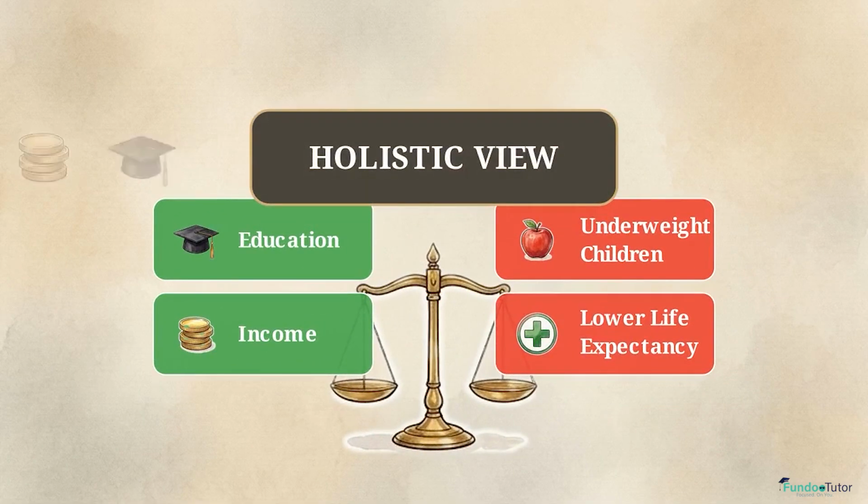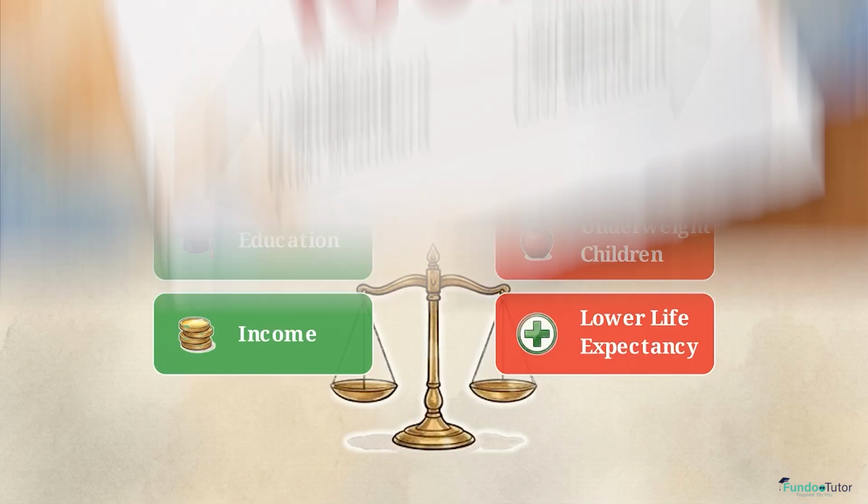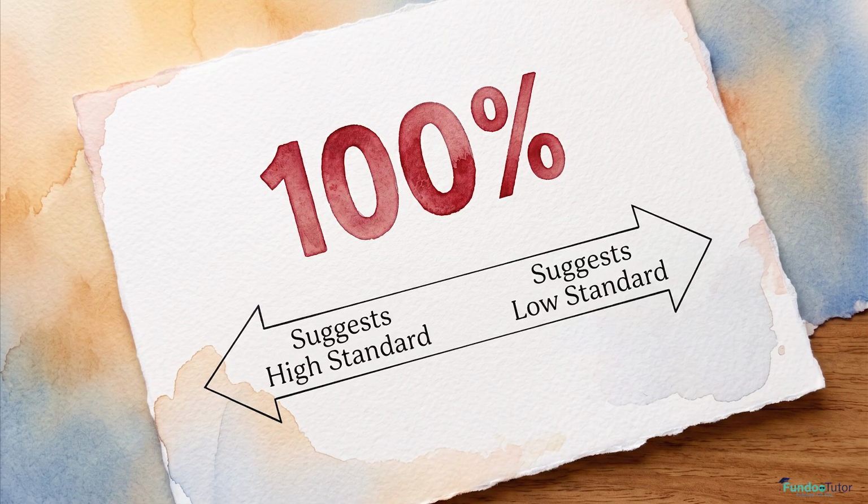When faced with conflicting data in an exam, you must provide a balanced analysis. High income and education indicators do not cancel out poor health indicators. You have to clearly state what each side of the data suggests about the economy to earn full marks.